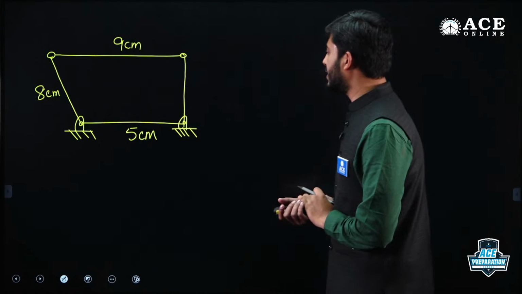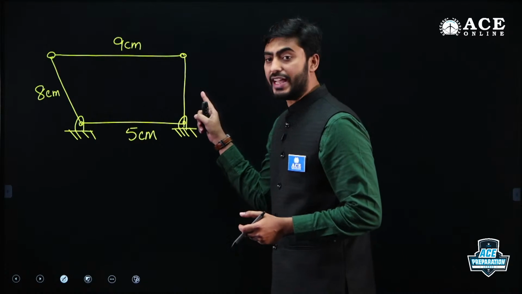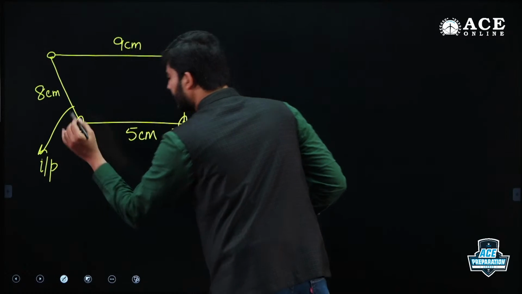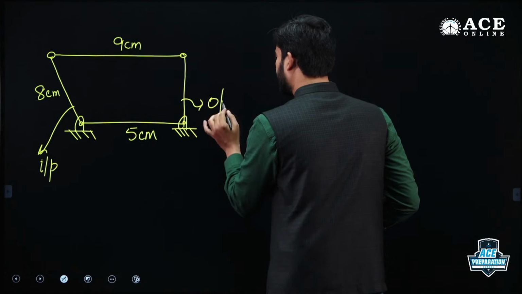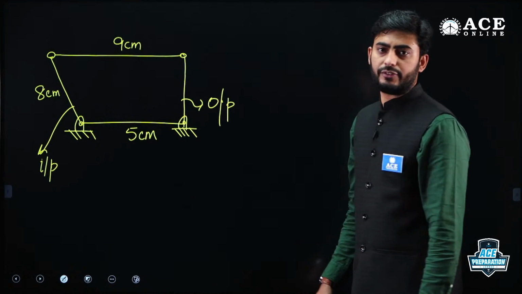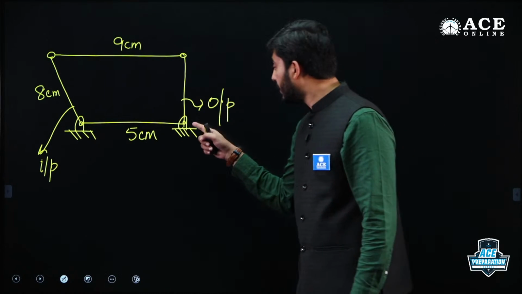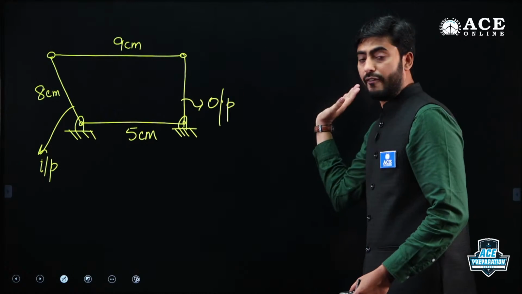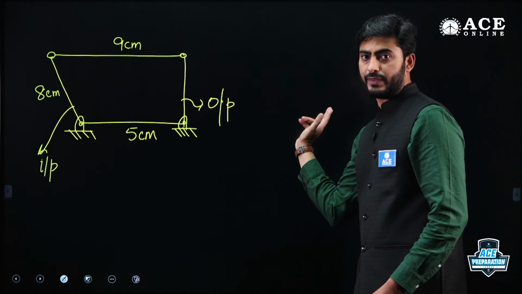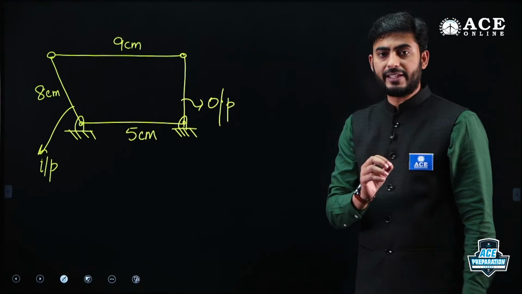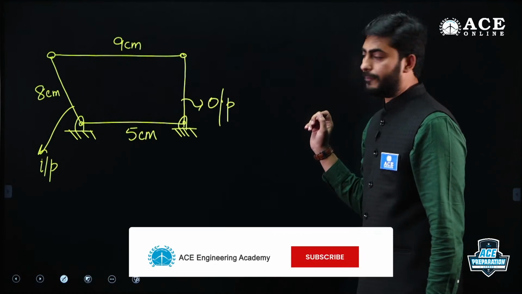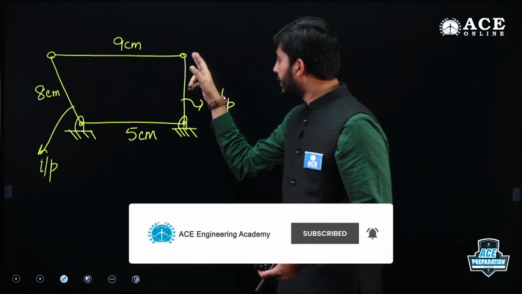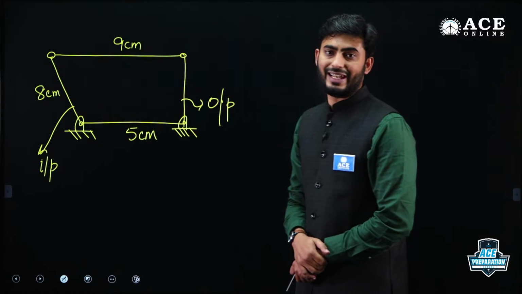The quick return ratio you can determine by getting the extreme positions of the output link. This will be the input link and this will be the output link. The extreme position of the output link will be when it is horizontal, and that too pointing towards the right side. That will be the extreme position of the link, whereas the backward extreme position would be when the link is pointing towards the left-hand side.